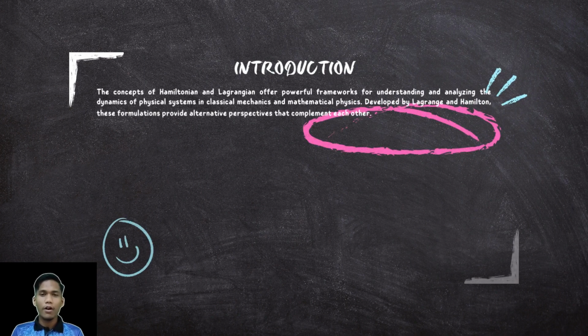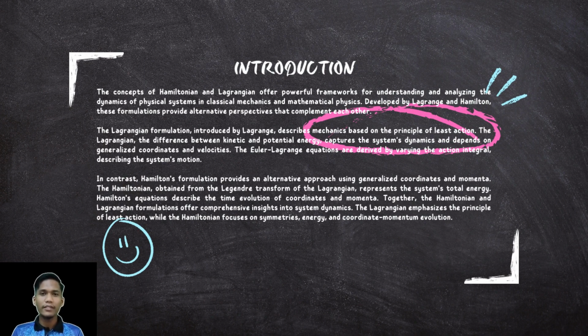The concepts of Hamiltonian and Lagrangian offer powerful frameworks for understanding and analyzing the dynamics of physical systems. In classical mechanics and mathematical physics, developed by Lagrange and Hamilton, these formulations provide alternative perspectives that complement each other. The Lagrangian formulation, introduced by Lagrange, describes mechanics based on the principle of least action.